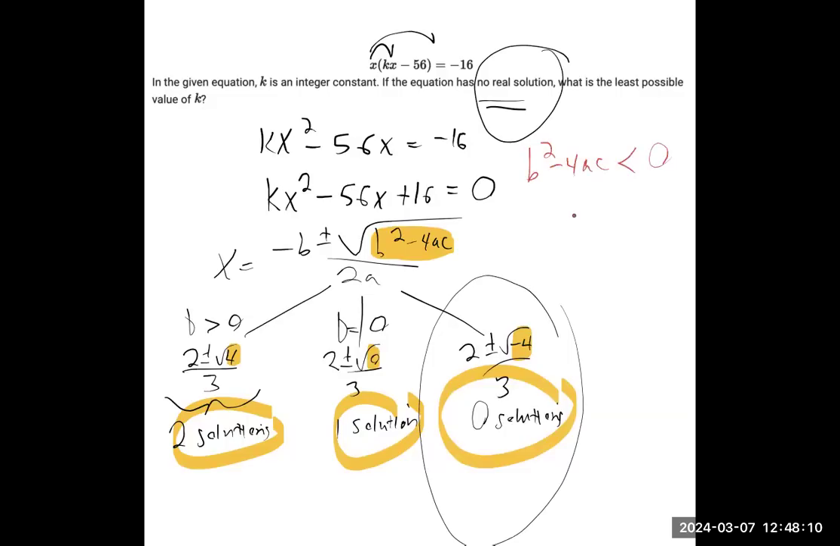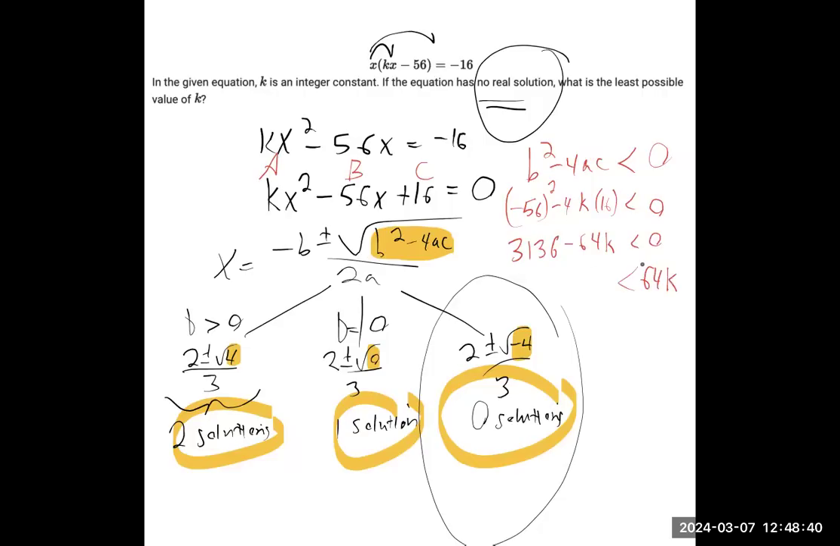It's less than 0. So this is the a of your quadratic. This is the b. This is the c. B squared minus 4ac is negative 56 squared minus 4 times k times 16. Multiplying that out a little, we've got 3,136 minus 64k less than 0.